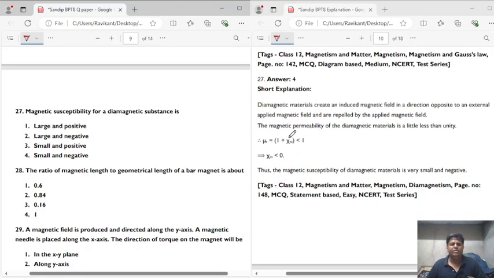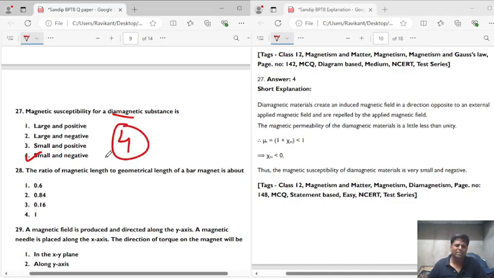Now let's see question number 27. Question number 27 says that the magnetic susceptibility of a diamagnetic substance is, you just have to remember it, very small and negative. For a diamagnetic substance, the susceptibility is small and negative. So the correct answer is option 4, the diamagnetic. Yes. So the correct answer for question number 27 is option 4.